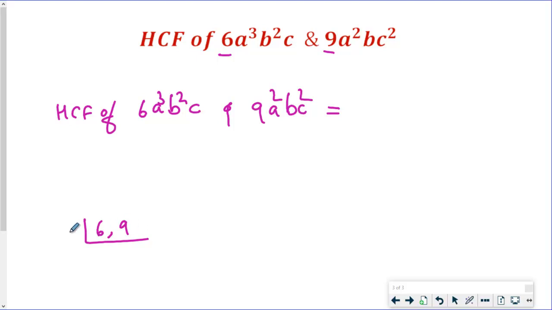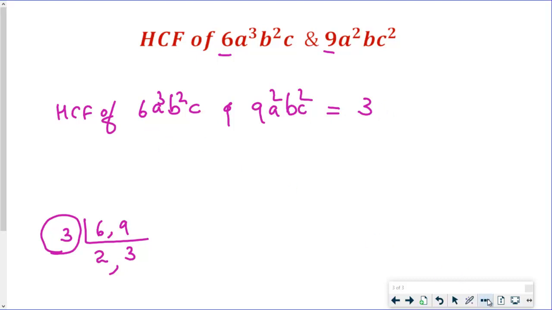Here for 6 and 9, the common factor is 3. We should not take 2 because 9 is not divisible by 2. We have to take only 3. So 6 divided by 3 is 2, since 3 2s are 6, and 9 divided by 3 is 3, since 3 3s are 9. So we can write 2 comma 3. Now in 2 and 3 there is no other common factor. So the HCF of 6 and 9 is only 3. That is, the HCF of the constants 6 and 9 is 3.